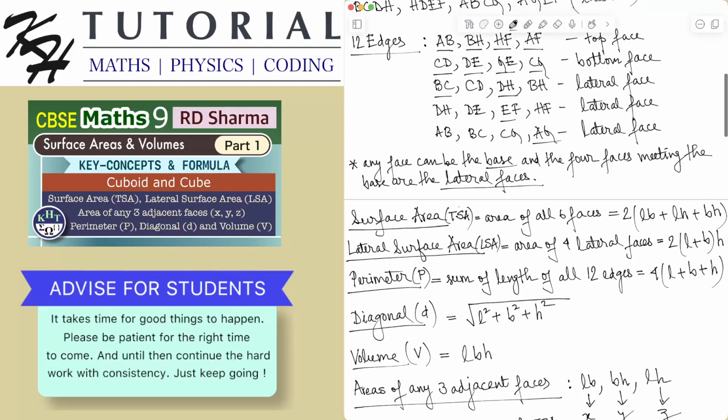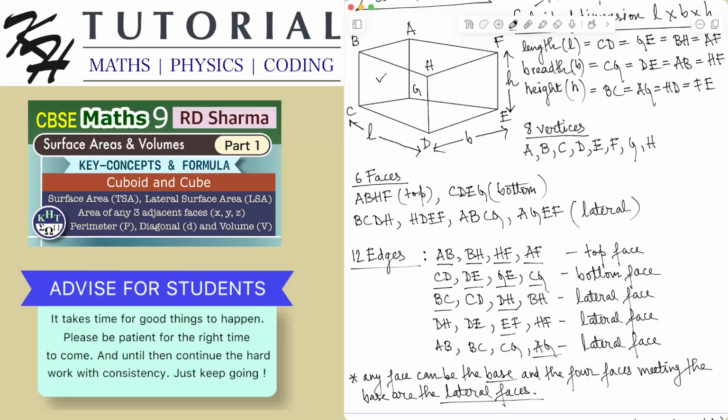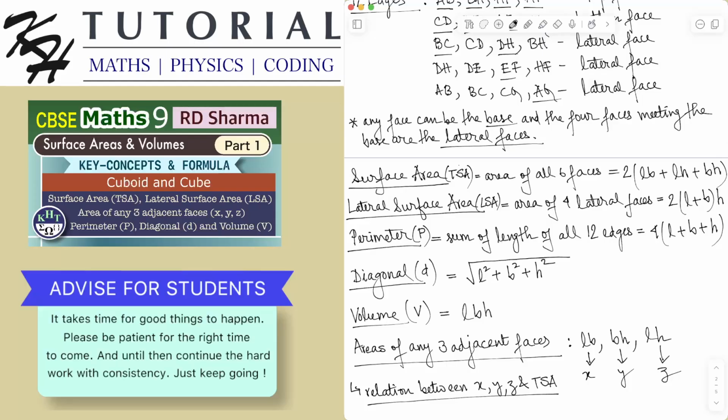Now, what is the diagonal? The diagonal of a cuboid is, if you consider any vertex, let's say vertex A, the longest distance between any two vertices of a cuboid. Like AD is a diagonal. Likewise, BE is also a diagonal. So the longest distance between any two vertices in a cuboid is the diagonal, and its formula is square root of L square plus B square plus H square.